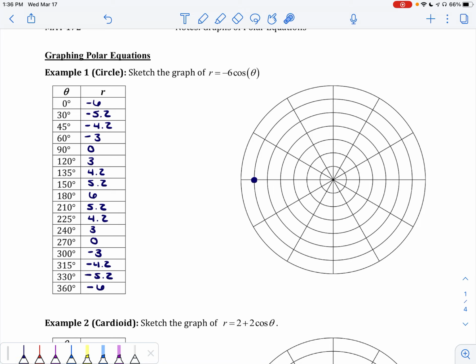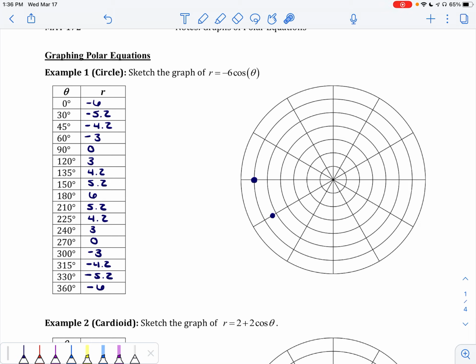Okay, then we have 30 degrees with a radius of -5.2. So 30-degree line right here. Again, negative radius is going to flip us across the origin. And then 1, 2, 3, 4, 5.2. And just do the best you can to estimate where that is. So somewhere right around there will be our point.